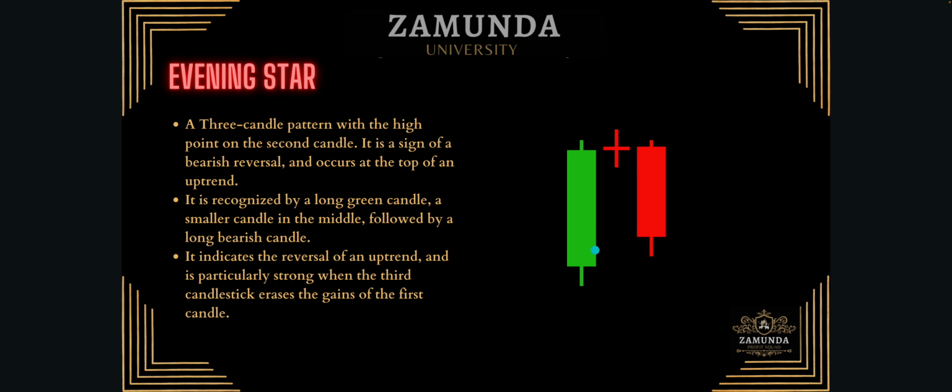An evening star is a 3-candle pattern with the high point on the second candle. It is a sign of a bearish reversal and occurs at the top of an uptrend. It is recognized by a long green candle, a smaller candle in the middle, followed by a long bearish candle. It indicates the reversal of an uptrend and is particularly strong when the third candlestick erases the gains of the first candle.